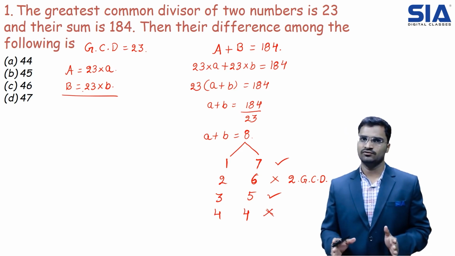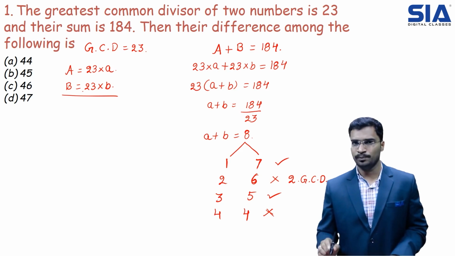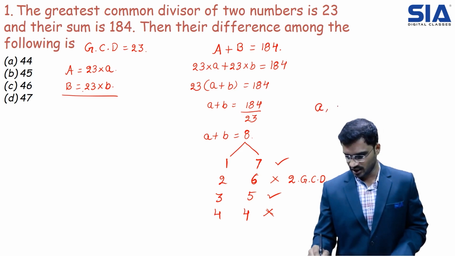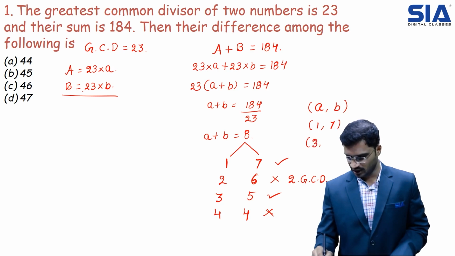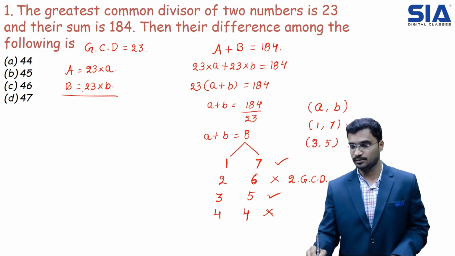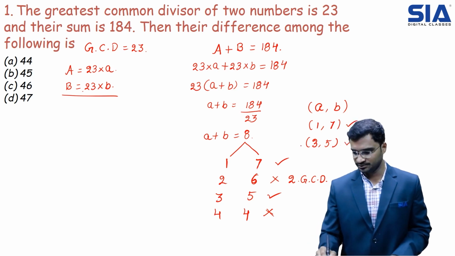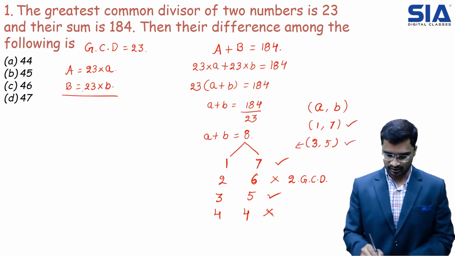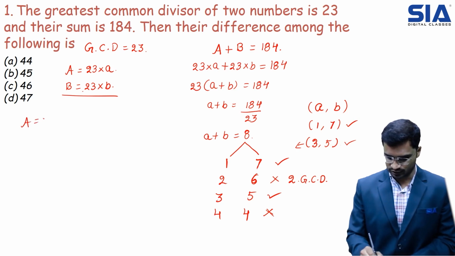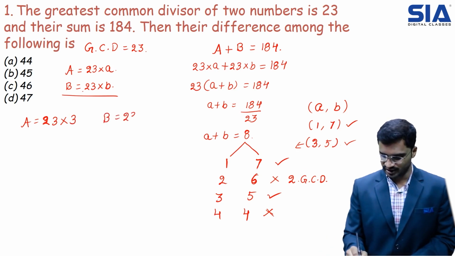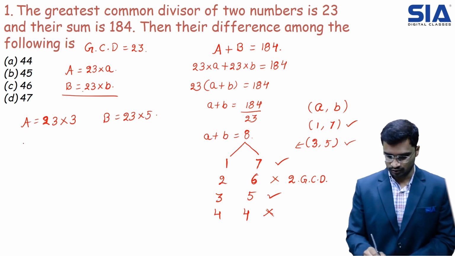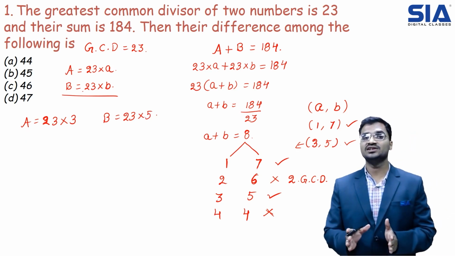And 4 plus 4 is also 8, but we should not take 4 and 4 because the GCD would additionally be 4. Now we are left with two pairs of a and b values. The first pair is 1 comma 7 and the second pair is 3 comma 5. Let us substitute 3 comma 5 in this equation. So A is equal to 23 into 3, B is equal to 23 into 5. What we have to do is find the difference among these numbers.